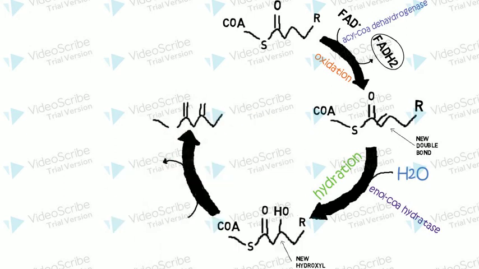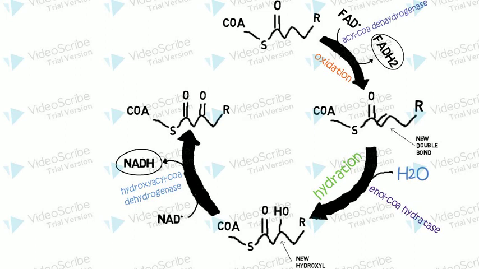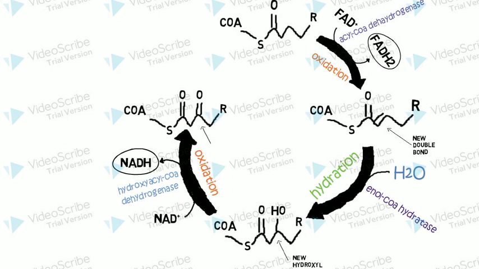The third step in beta oxidation is the dehydrogenation of this new hydroxy group. To do this, NAD plus is reduced to the high energy NADH, which will also be used in the electron transport chain. The enzyme here is beta hydroxyacyl-CoA dehydrogenase, and the overall process is another oxidation reaction. So note that we have a new carbonyl group on our beta carbon.